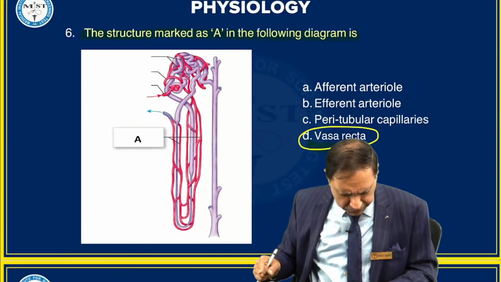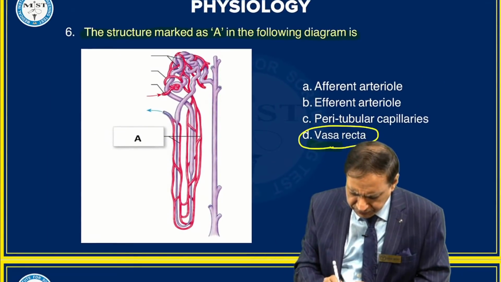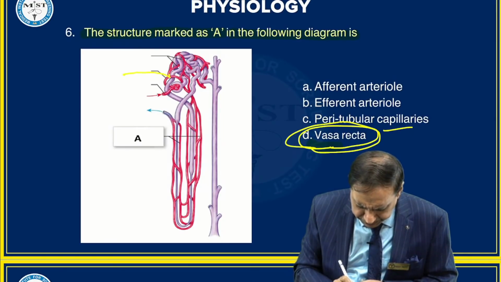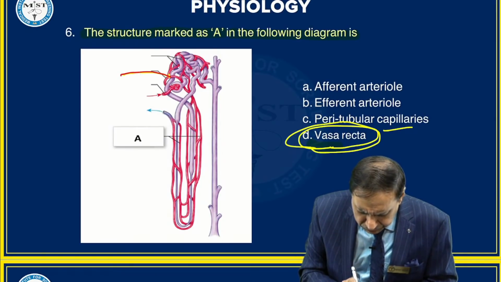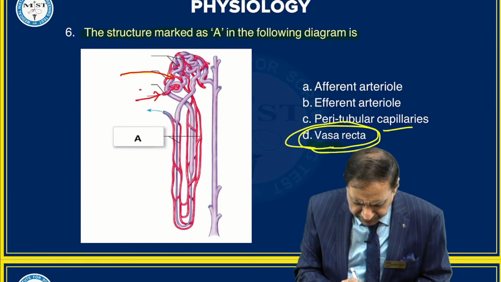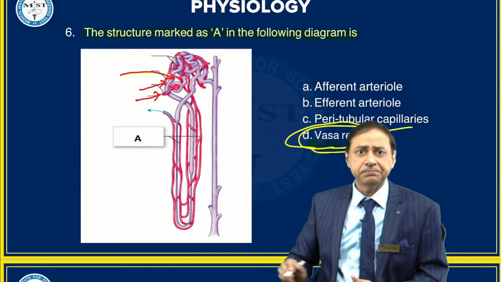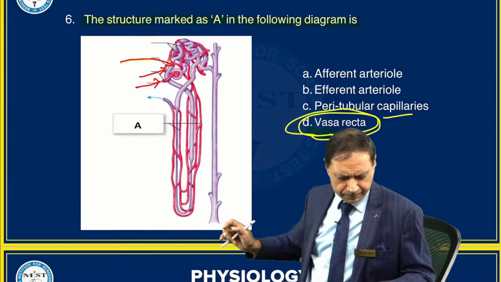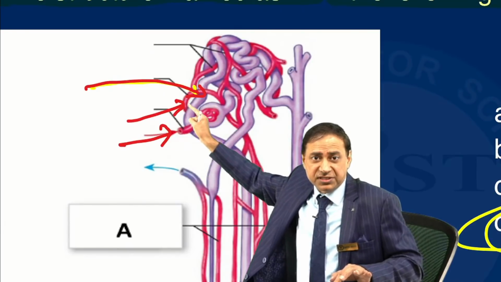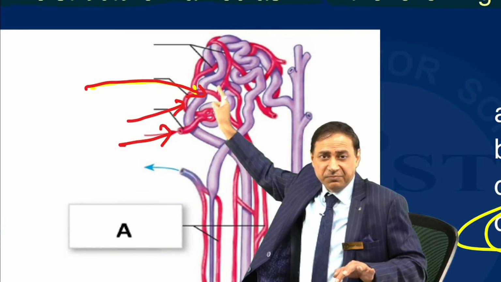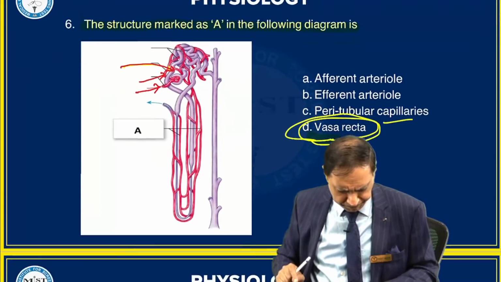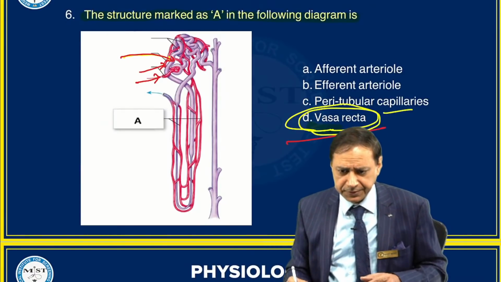I think now it should be clear what this is. This is vasa recta. Peritubular capillaries are these. Is that okay? This is the afferent arteriole, and this is the efferent arteriole. This is the afferent arteriole, and this is coming out, the efferent arteriole. Peritubular capillaries, and these are vasa recta. I think it is clear now.